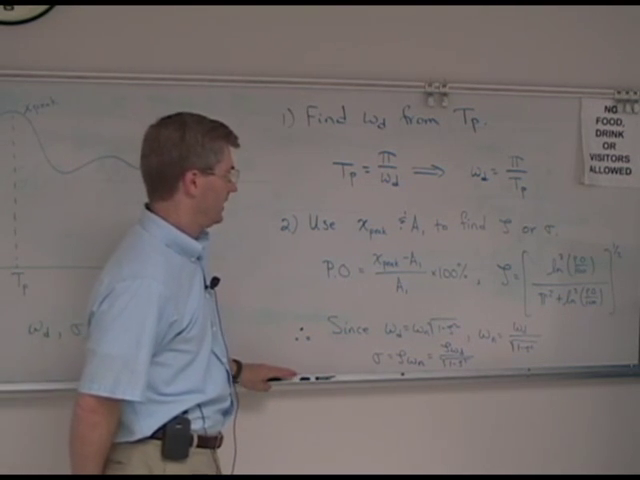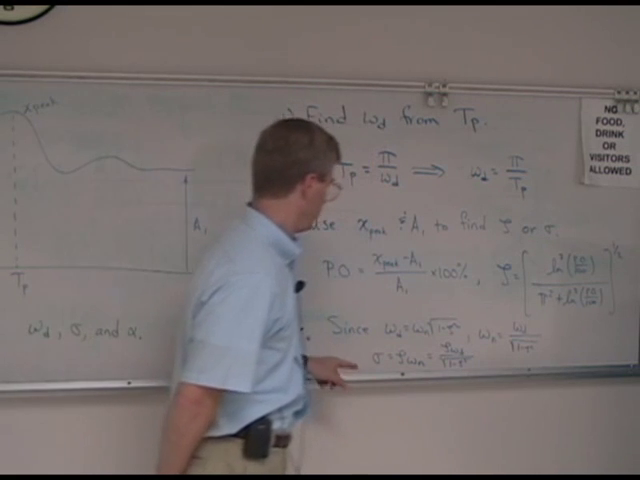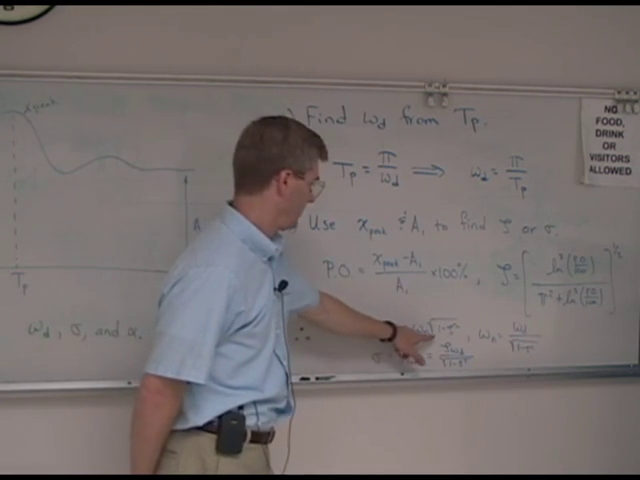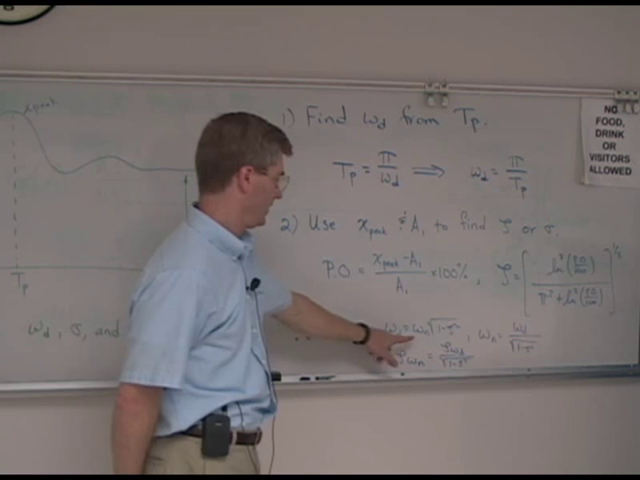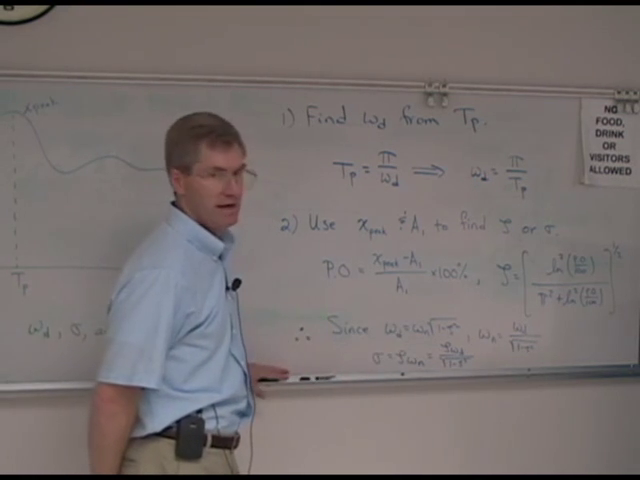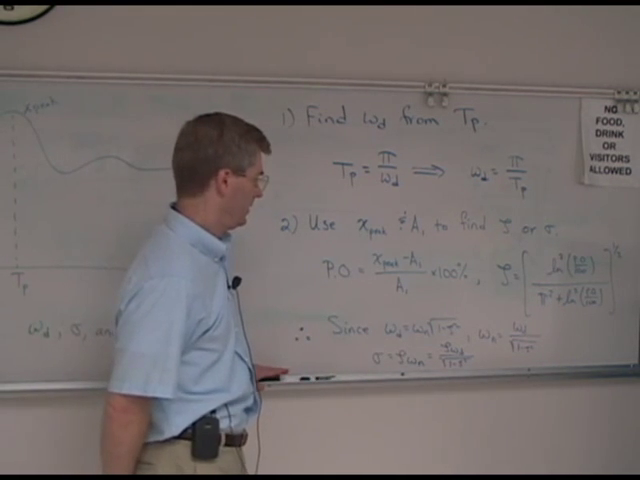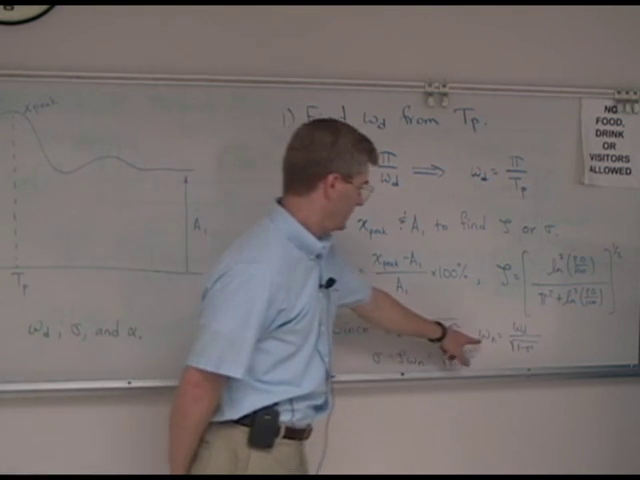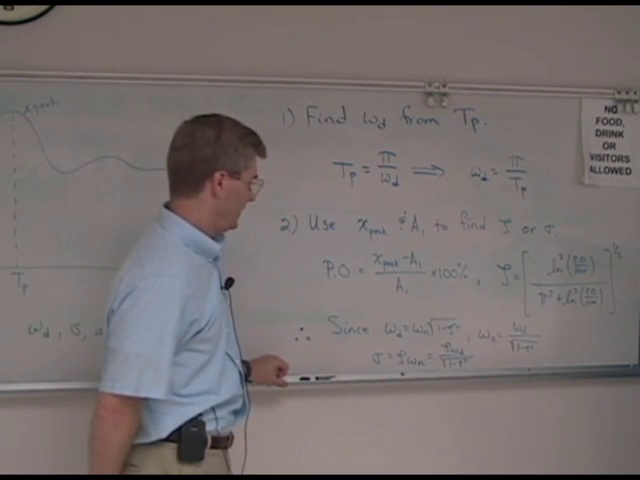Once we have zeta, if we want sigma, we can find it because we know this relationship between our damped frequency, omega sub d, and our natural frequency, omega sub n. This we can then solve for our natural frequency.